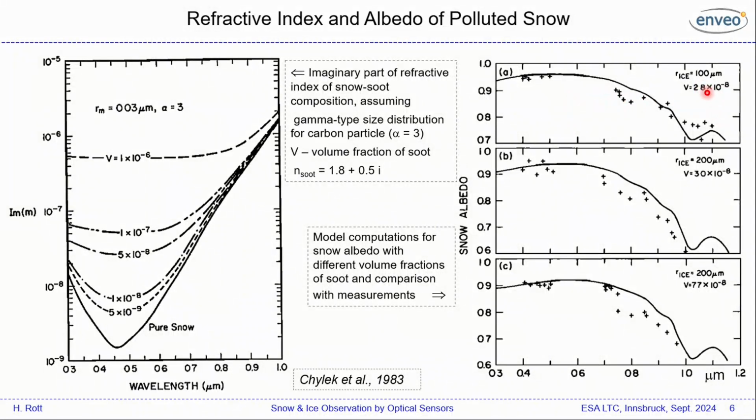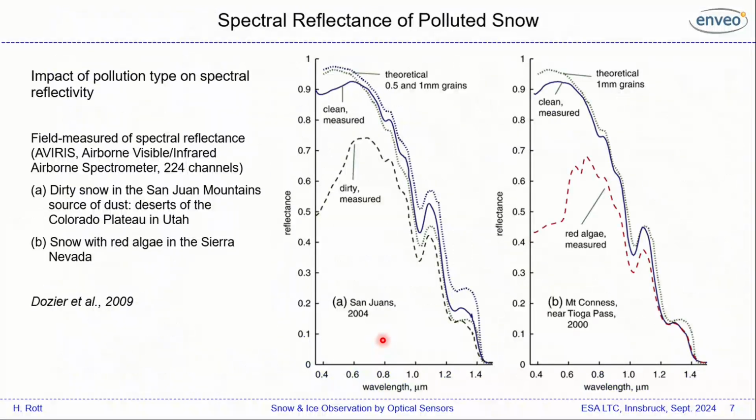The soot content is rather low, 2 times 10 to minus 8, and here we have slightly higher numbers. Here it is increased, but still not very significant. So I wouldn't call this a real polluted snow. Now, if we go to measurements, it can look quite different.